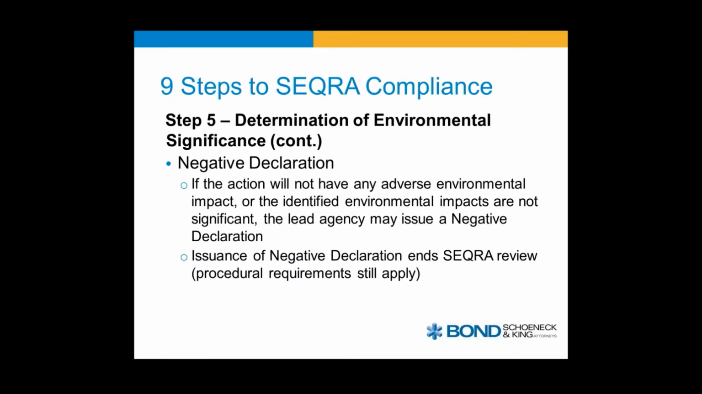And if that negative declaration is for a type 1 action, then it must be published in the environmental notice bulletin and be filed with the chief executive officer of the political subdivision in which the action is located, filed with the lead agency, filed with all involved agencies, mailed or sent to any person who has requested a copy, and if the action involves an applicant, shared with the applicant. A negative declaration for an unlisted action only needs to be filed with the lead agency.